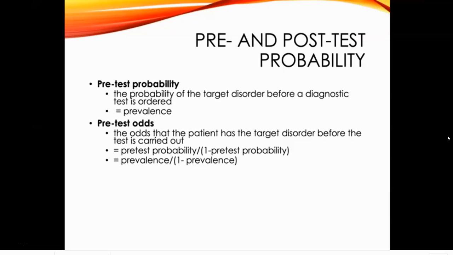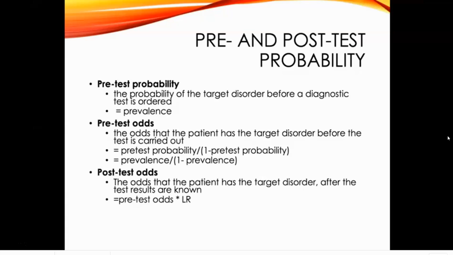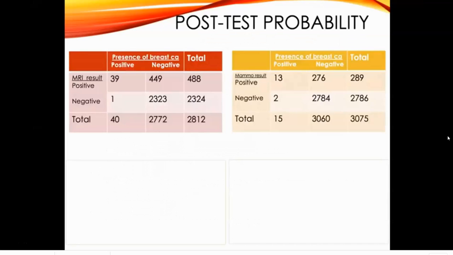So you can take those pretest odds and you can actually calculate post-test odds using the likelihood ratio. Post-test odds are the odds that the patient has a target disorder after the test results are known. So we calculate this by the pretest odds times the likelihood ratio. And then you can convert the post-test odds to post-test probability by taking the post-test odds and dividing it by the quantity post-test odds plus 1. And we're going to show some examples of this so you can see it in action.